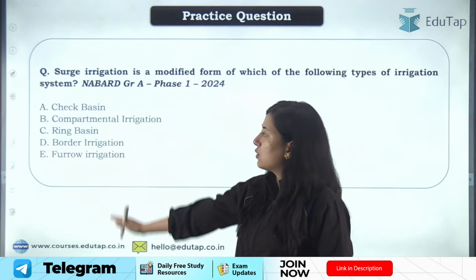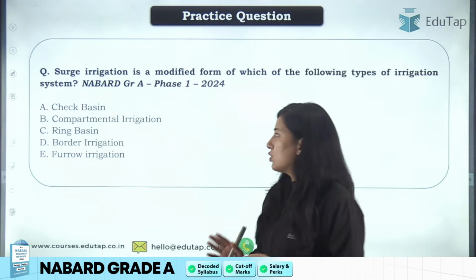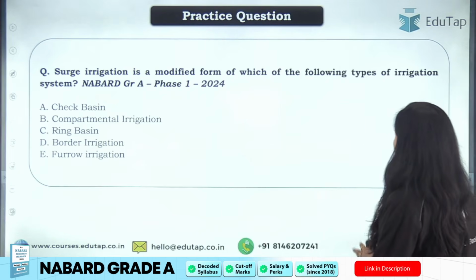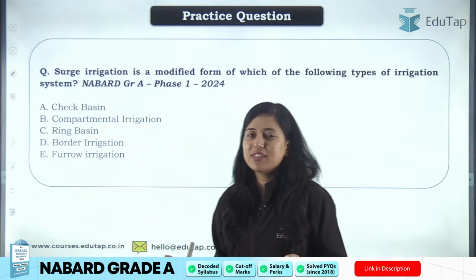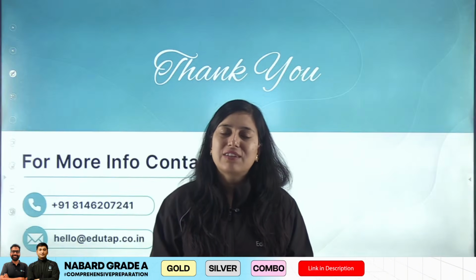Now students, this is the question that was again asked in the examination, and I want you to solve this question. Okay, the question is, surge irrigation is a modified form of which of the following types of irrigation system? Again I have discussed it, but I want you to solve this question and do let me know the answer in the comment section.